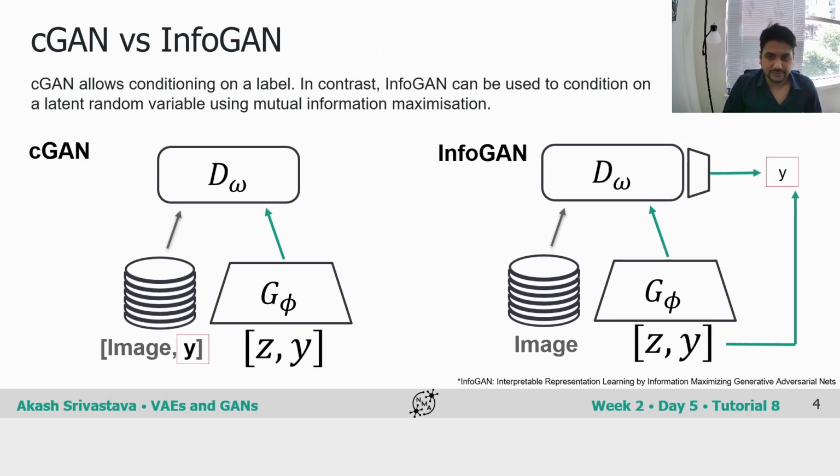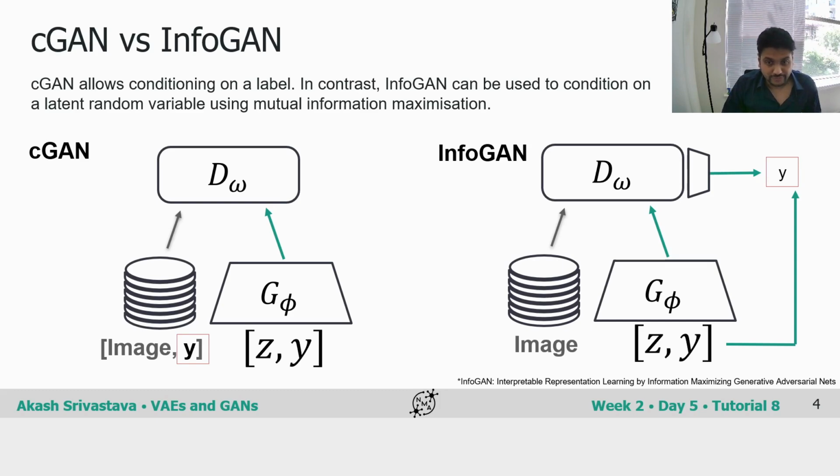So what else can conditioning do? We saw how to condition on labels, but what about conditioning on a random variable? This is made possible by InfoGAN. It is similar to conditional GAN, but we only concat the random variable to Z. And we also train a separate network that shares some parameters with the critic to predict this random variable.